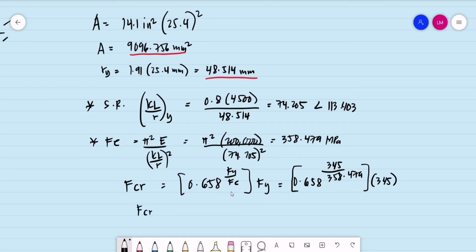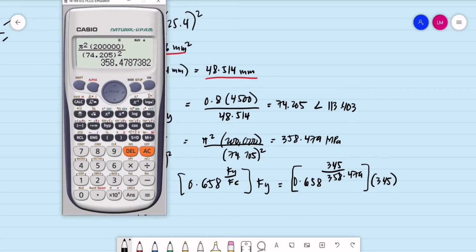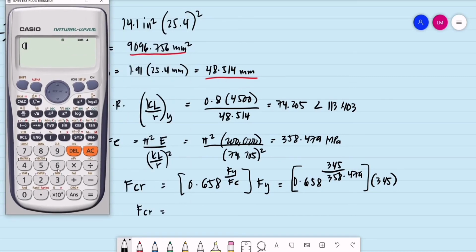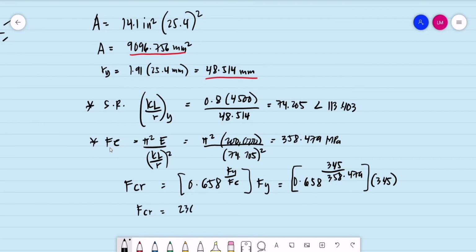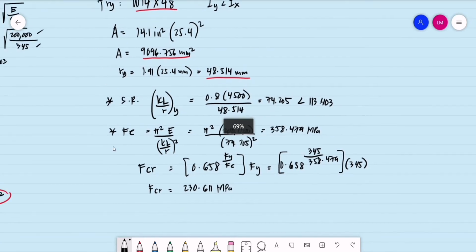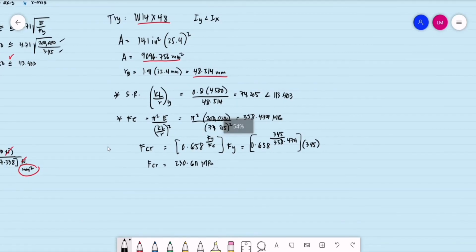So let's have the value of f sub CR. We have 0.658 raised to 345 divided by 358.479, then multiplied by 345. That is 230.611 megapascals. So 230.611 MPa. So let us check the capacity of this section.